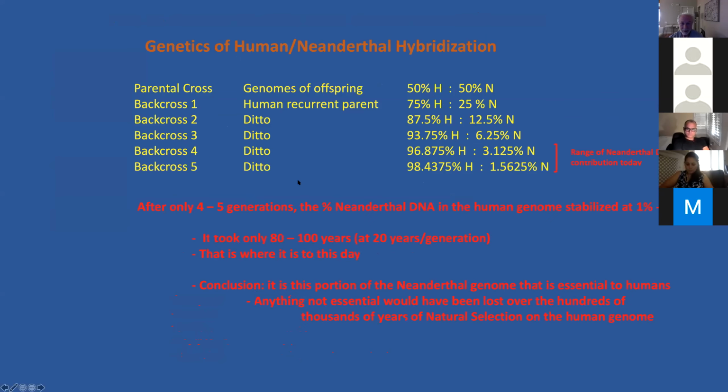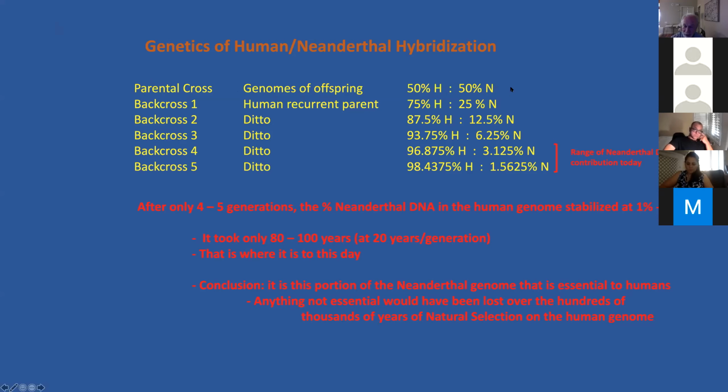Now, I'd like you to think about how this happened. We don't know the social circumstances under which humans and Neanderthals mated. All we know is that they did. So regardless of how it happened, there was a parental cross. You see at the top here. So that in the genomes of the offspring, a child of a cross between a human and a Neanderthal had 50% human DNA and 50% Neanderthal DNA.